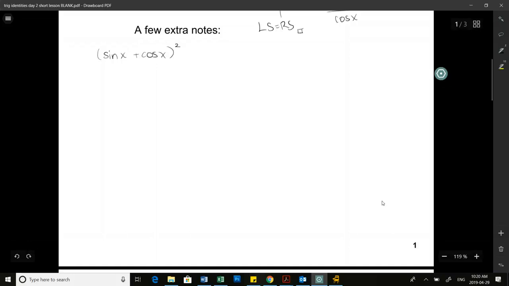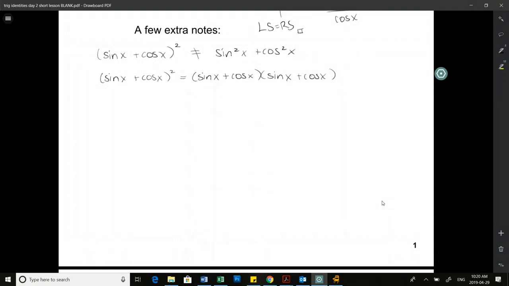Am I allowed to just distribute this squared inside here to each thing? No, this actually is not equal to sine squared plus cos squared. How do I figure out what this is equal to? What does something squared mean? Joey? Yeah, so it's that thing times itself, right? So it would be sine x plus cos x times sine x plus cos x, and then what we have to do is first, outside, inside, last.